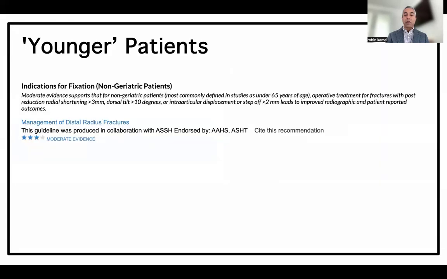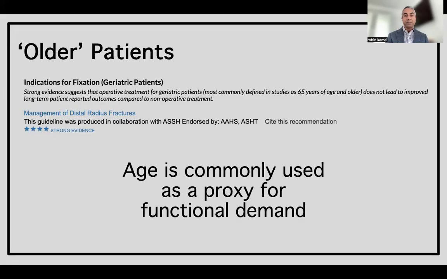So for your younger patients, or physiologic younger patients, most commonly less than 65 years of age, operative fixation with post-reduction radial shortening greater than 3 millimeters, dorsal tilt greater than 10 degrees, or intra-articular step-off greater than 2 leads to improved radiographic and patient-reported outcomes. In the older patient or geriatric population, or oftentimes those greater than 65, operative treatment did not lead to improved long-term patient-reported outcomes compared to non-operative treatment.